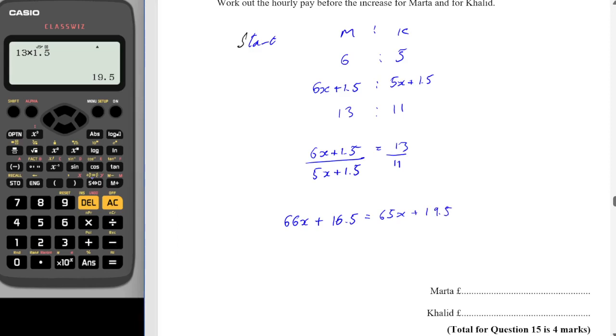Okay, so minus 65x from both sides and minus 16.5 from both sides at the same point. That's going to give me x is equal to 3.